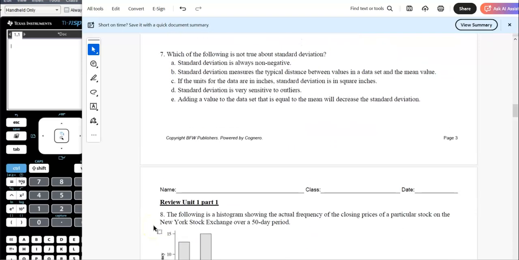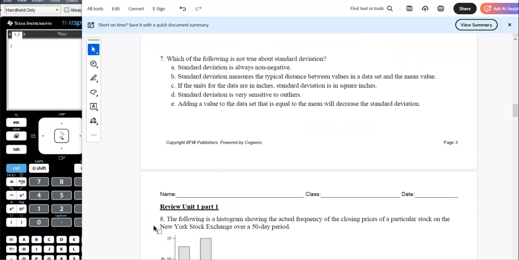Which of the following is not true about standard deviation? So I think of standard deviation as typical distance from the mean. Standard deviation is always non-negative. That's true. So which one's not true? So that one's true. That's out. Standard deviation measures the typical distance between the values in a data set and the mean value. Okay, I think that seems okay.